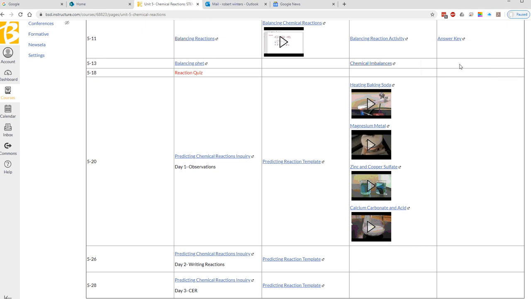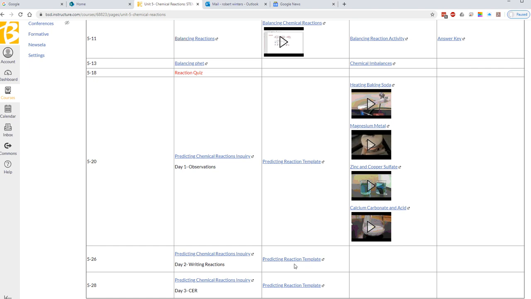We're going to go ahead and start day one of the predicting chemical reactions inquiry. Not sure, this may take two or three days. This is going to be a criterion C activity, and eventually we're going to write our CER statement at the end of this and turn it in.